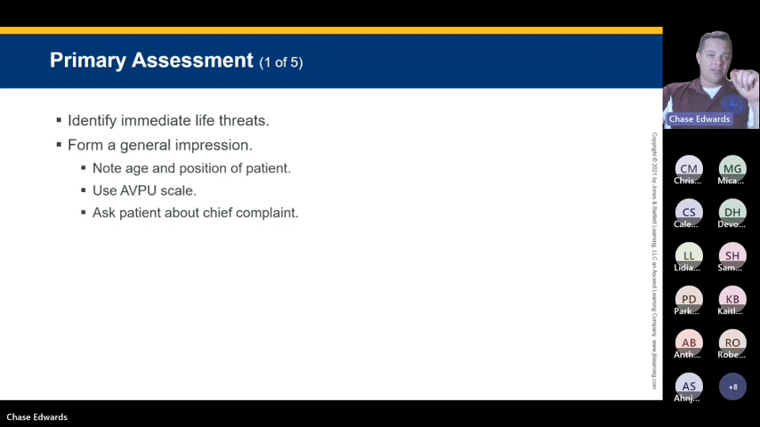54-year-old male lying supine in the ditch. 55-year-old female sitting up in the Fowler's position or sitting upright. So on and so forth. We'll use the AVPU scale, alert, verbal, painful, and unconscious, to check for responsiveness. Then we'll ask the patient about his or her chief complaint.